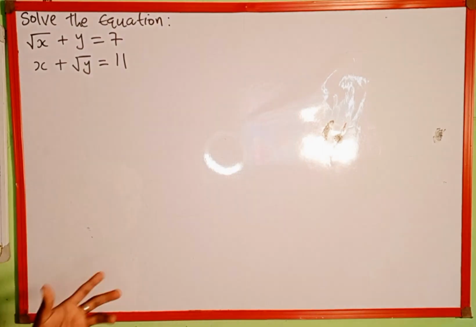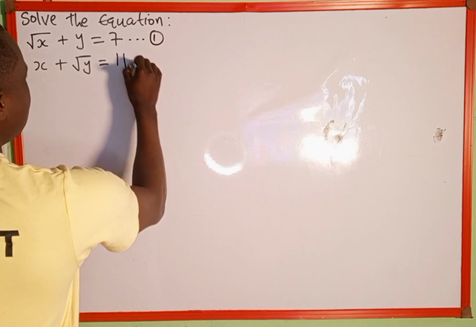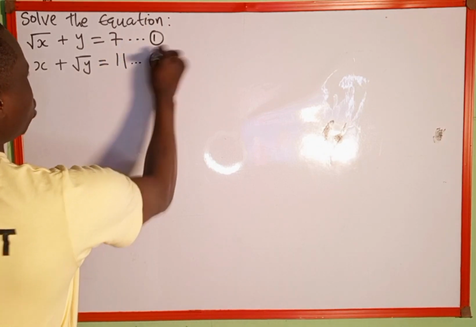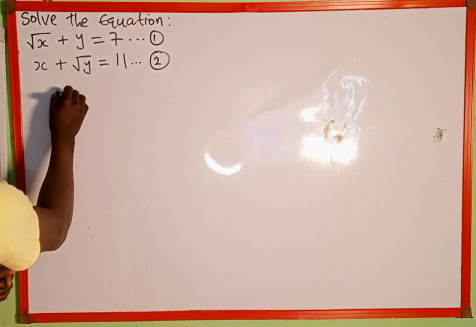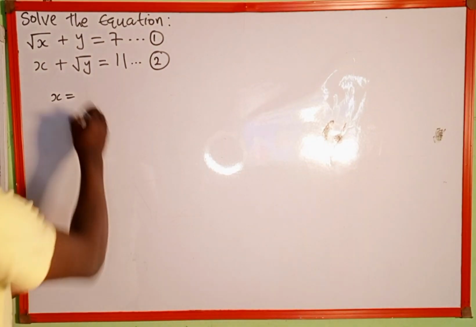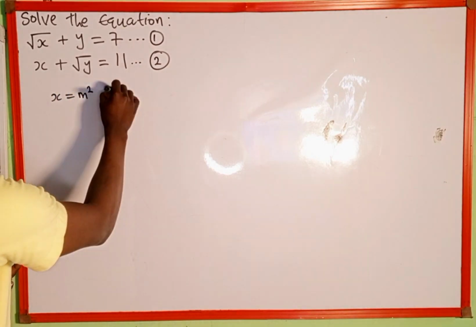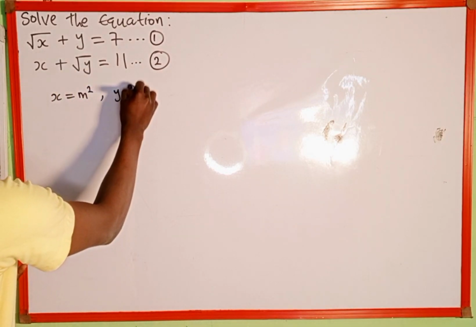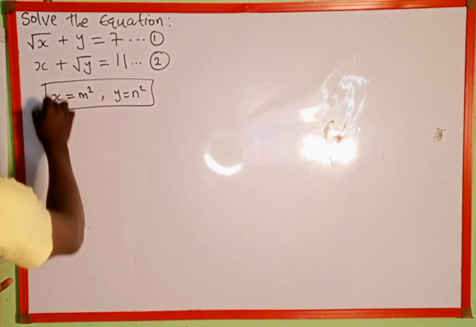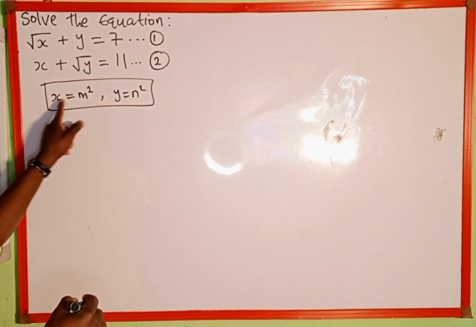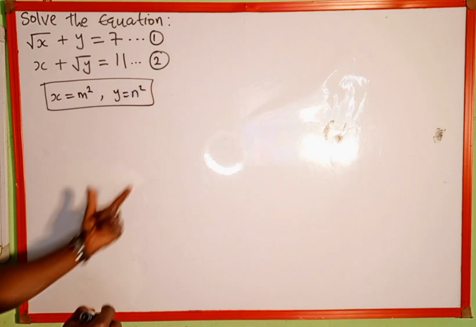The first thing we're going to do is to name the equations. We name the first equation as equation 1, then the second equation as equation 2. The next thing we're going to do is to let x be equal to any variable. Let's use m. So x is equal to m squared, and we let y be equal to n squared. We can use any variable. Now we're going to replace it back into the equations. Anywhere we see x, we replace it with m squared, and anywhere we see y, we replace it with n squared.